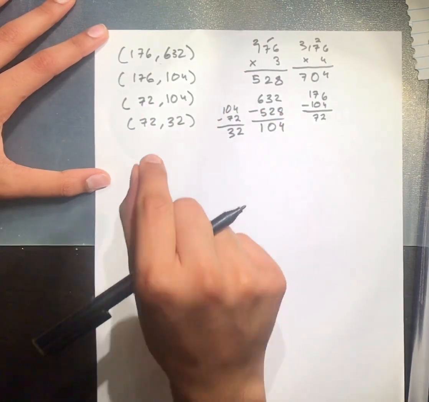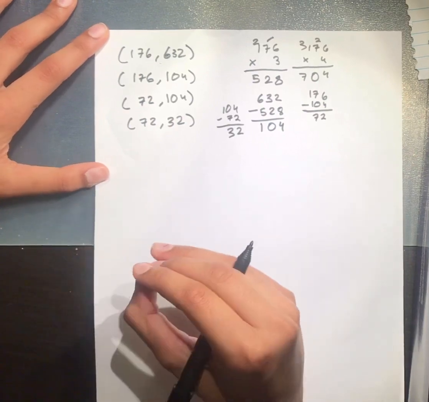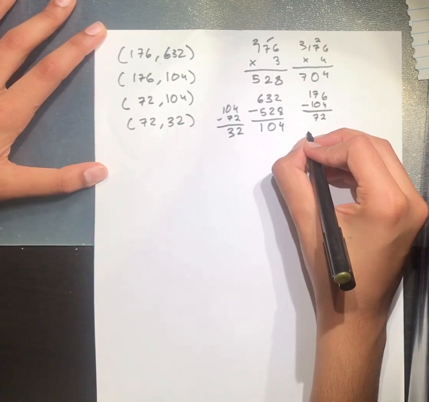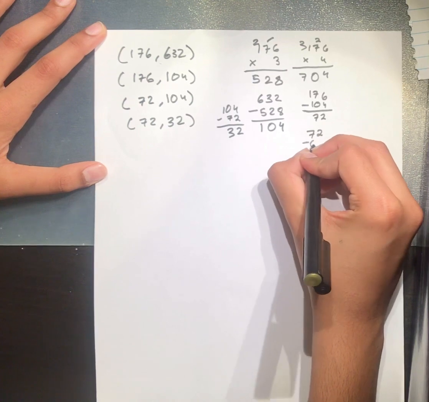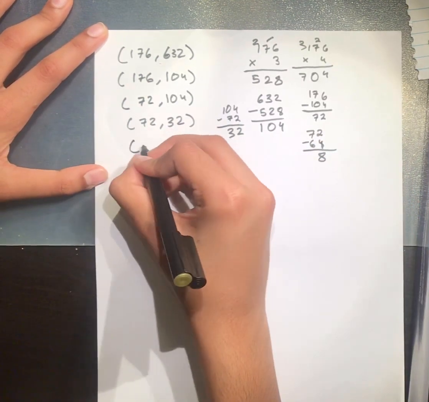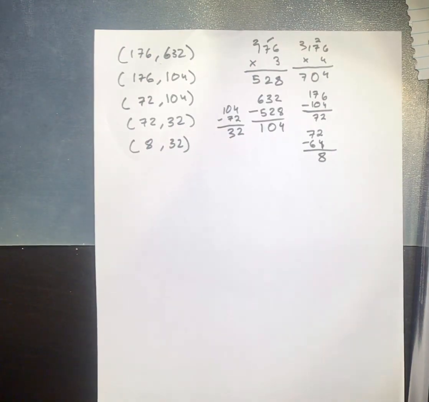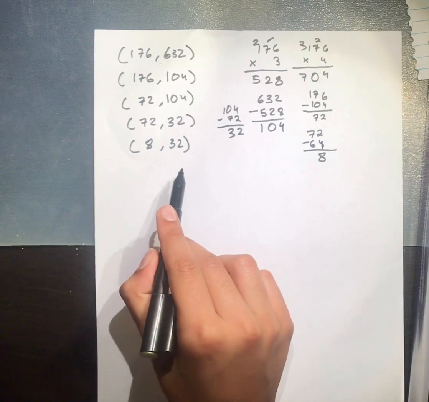Now, how many times does 32 go into 72? We know it goes twice because 32 times 2 is 64. So we'll just subtract 72 minus 64, which equals 8. So now we have 8 and 32. Now, right off the bat here, we can see that 8 goes into 32.